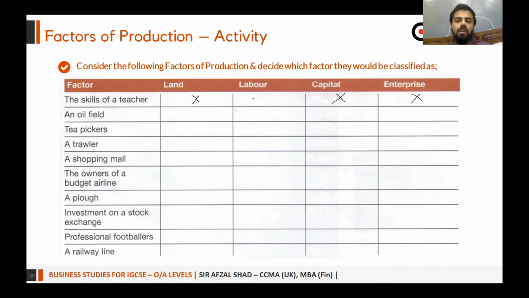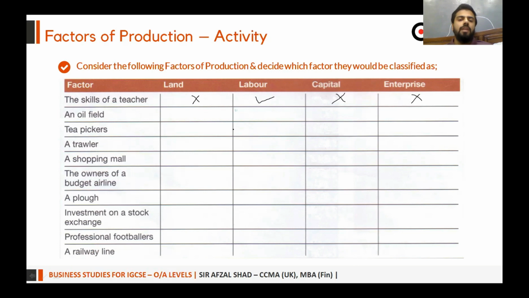A teacher is somebody who is a kind of labor, who is supporting the higher management, who is supporting the owner of the school in order to achieve their objectives. So therefore, we can say a teacher can be termed as labor.